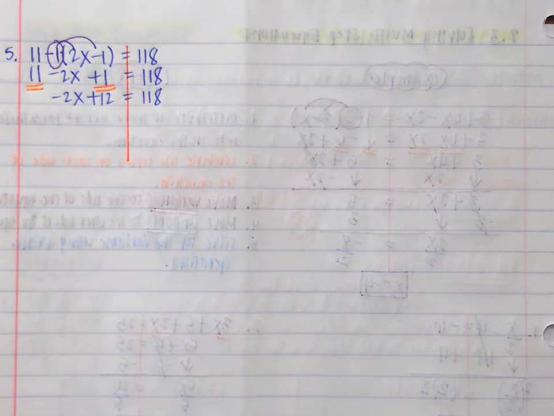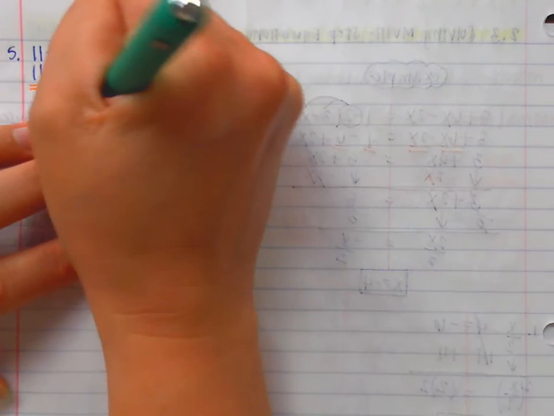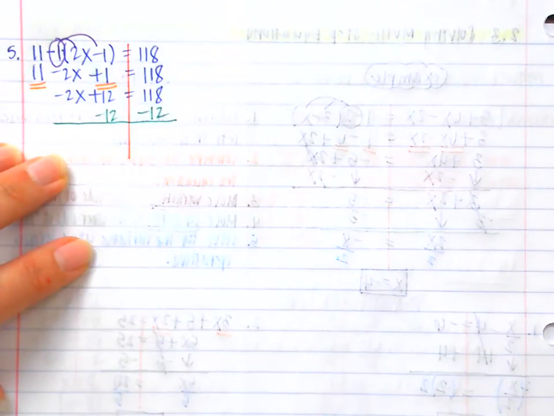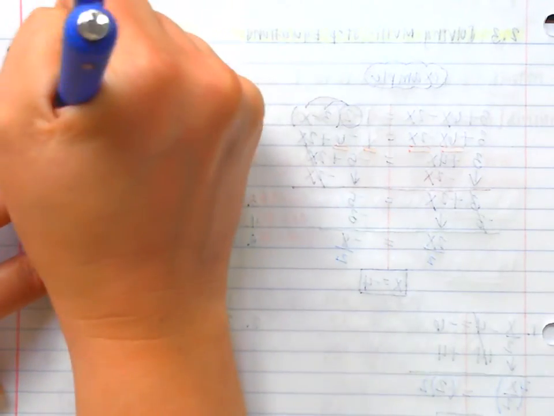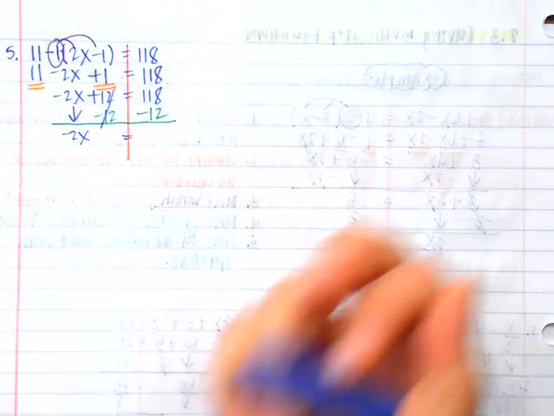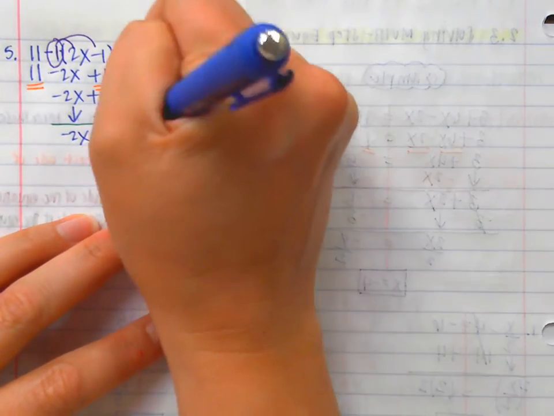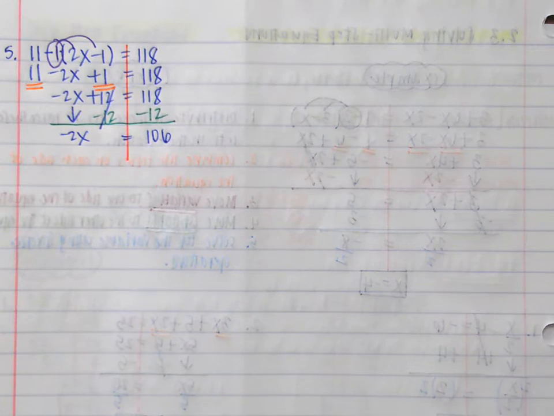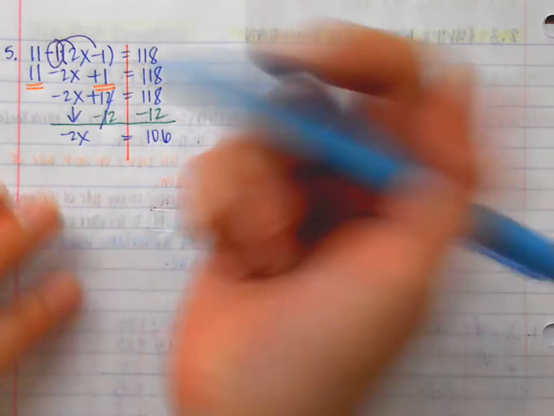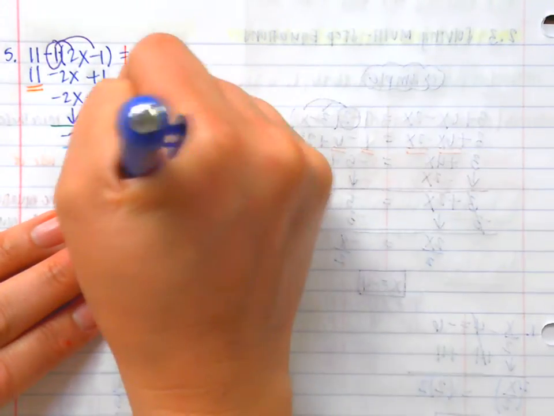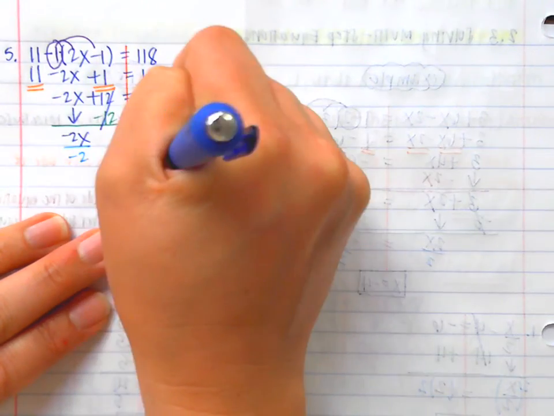So I want to undo any addition or subtraction. So this plus 12, I'm going to subtract 12 from both sides. That negative 2x comes down. 12 minus 12 is 0. And 118 minus 12 is 106. Almost done. The last step is to get the x completely by itself, and we do that by dividing both sides by negative 2. So my final answer here, negative 53.